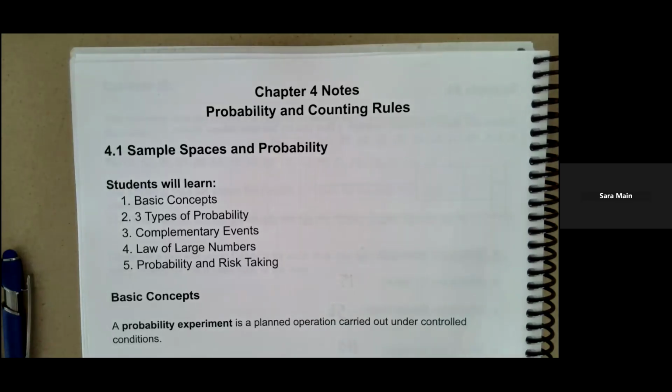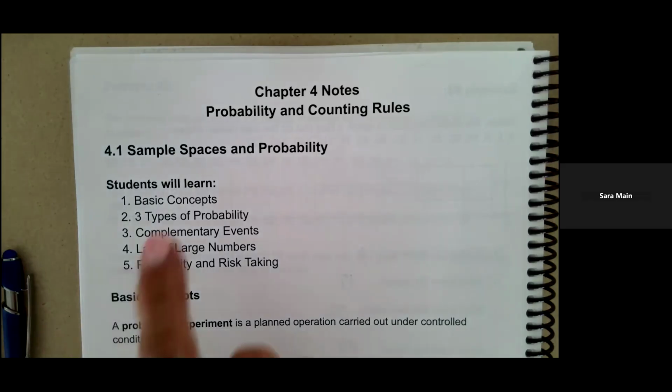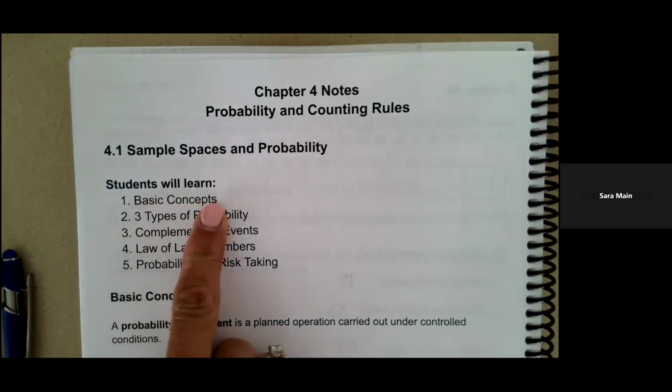Welcome to the video for Chapter 4 Notes, Part 1 for Lesson 4.1. Chapter 4, we are going to be learning about probability and counting rules. And specifically in 4.1, it's all about sample spaces and probability. So in this lesson, we're going to learn some basic concepts about probability.